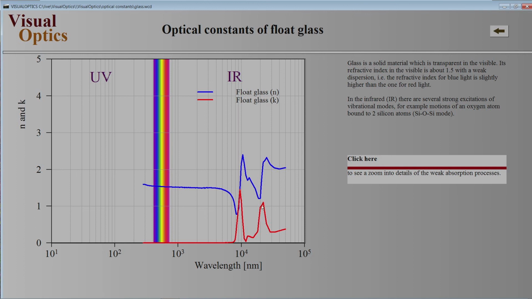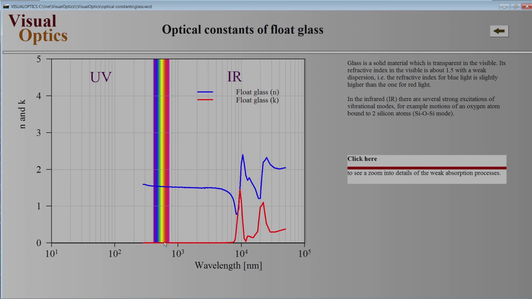at least 1, 2, 3 bands here. If you look close, there are typically 4 vibrational modes, which are more or less generated by silicon-oxygen bondings. And these vibrational modes are very important for the optical properties of glass in the infrared.